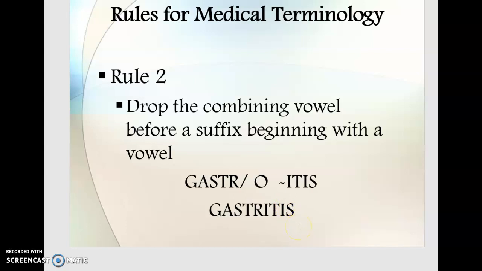Okay, and let's go back to rule 1. Itis is inflammation of the stomach. That's how I would want you to define this word. Okay.